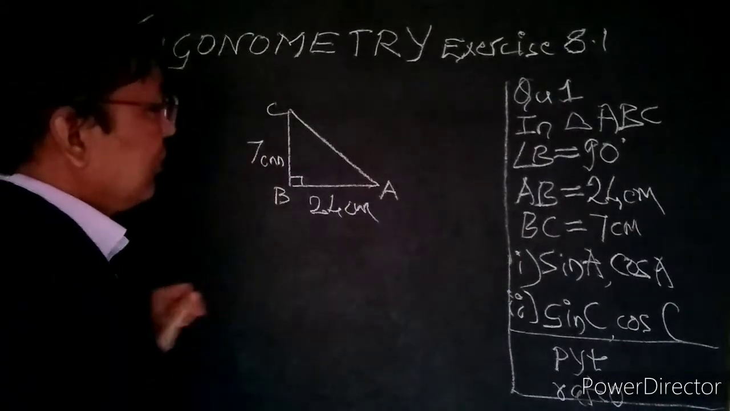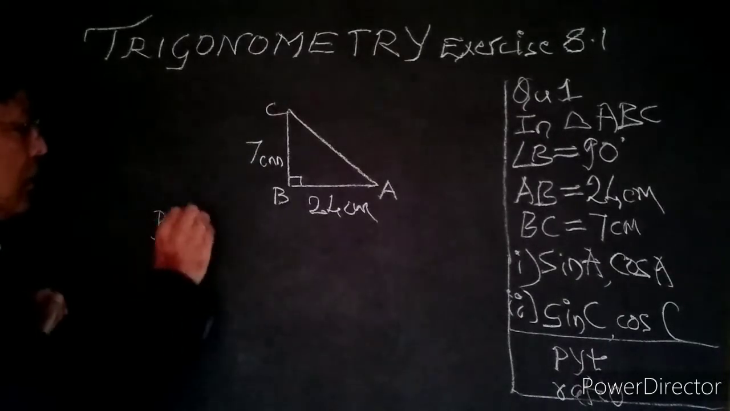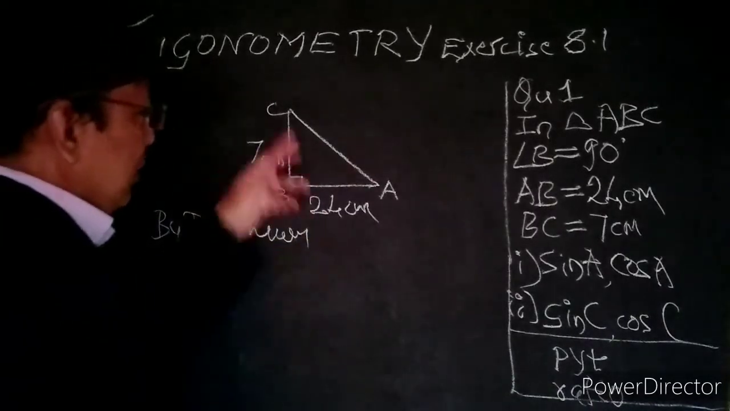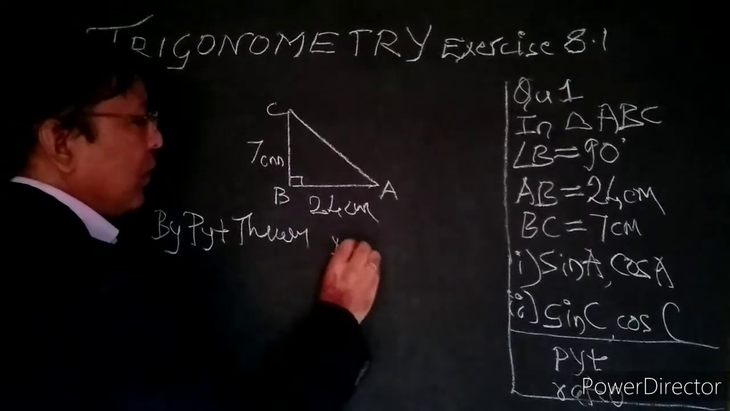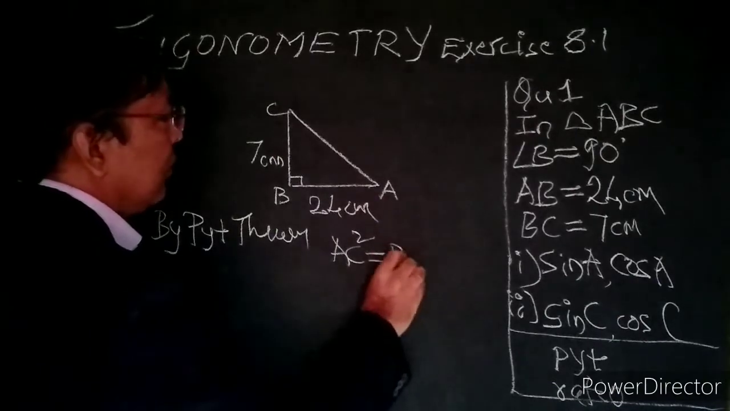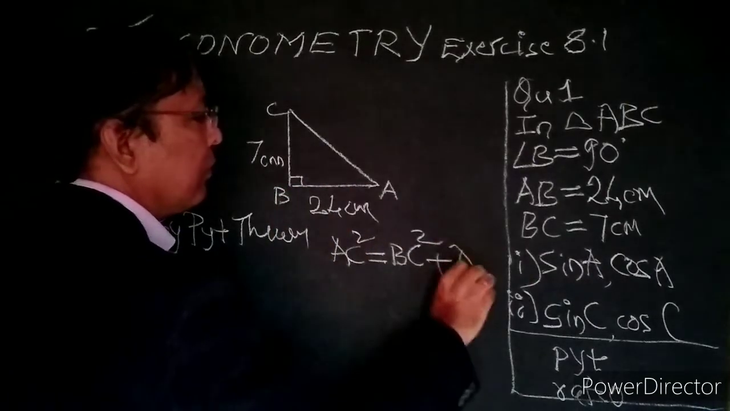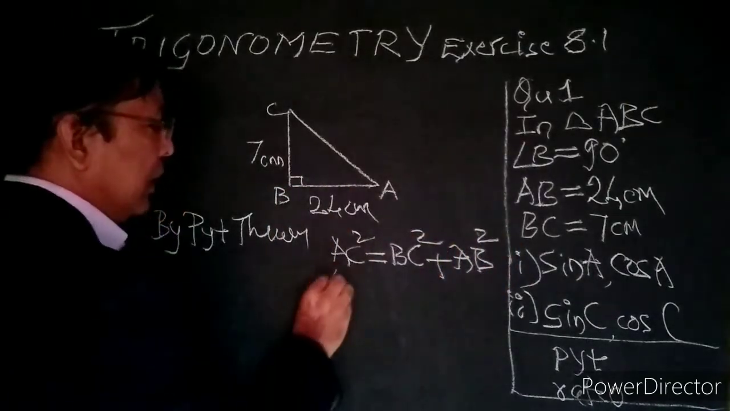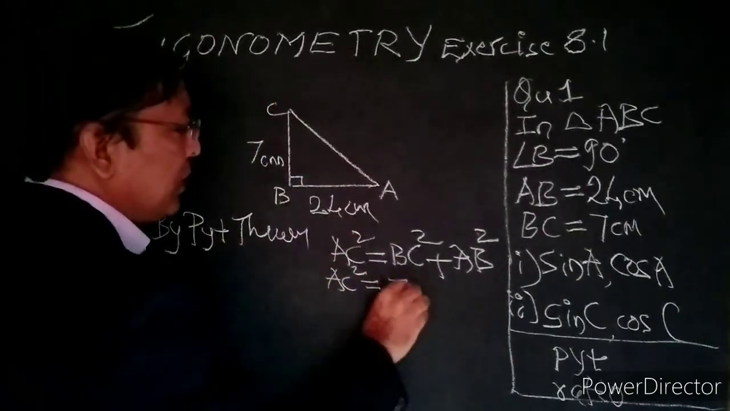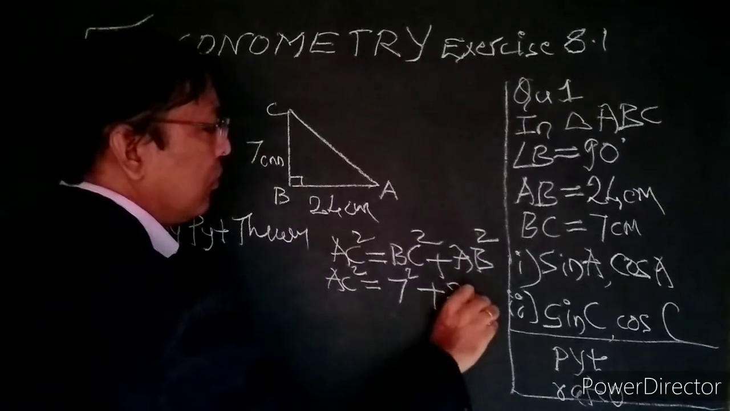Let us find the third side by using Pythagoras theorem. What is Pythagoras theorem? Hypotenuse square equals the sum of squares of the remaining two sides, that is AC square equals BC square plus AB square. Now AC square equals BC square, which is 7 centimeter square, that is 7 square, plus AB square, which is 24 square.